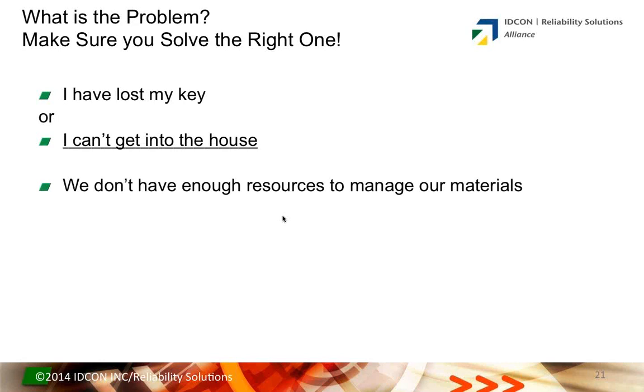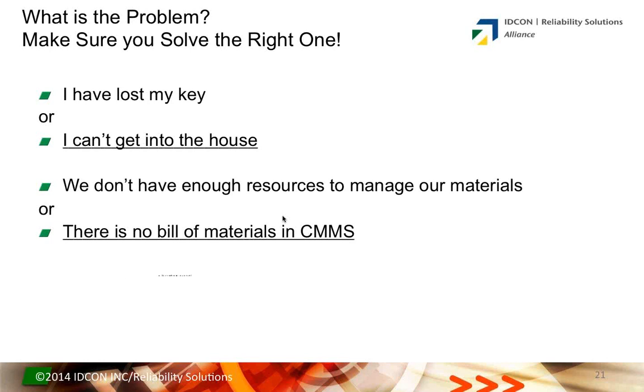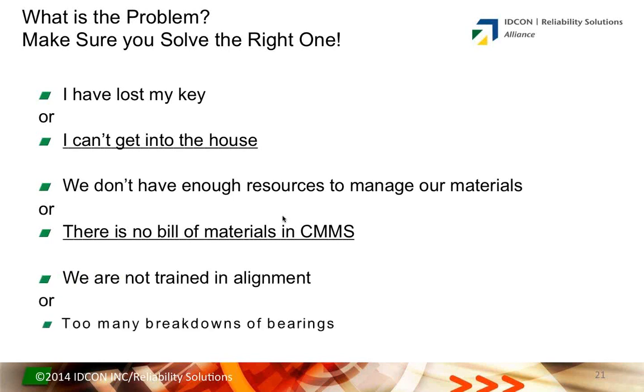We don't have enough resources to manage our materials. Is that really the issue, or is the fact that we don't have any bill of materials in our CMMS program? The root cause of the problem is we don't have the bill of materials. We're not well trained in alignment. Or are we losing too many bearings? Right? The real issue, the fact that we're not trained in alignment doesn't matter. If we don't have any misalignment, we don't need to be trained in alignment. What we really need to do is stop our bearings failing.